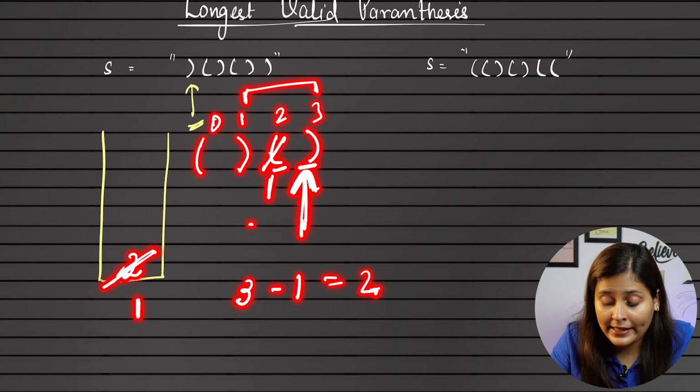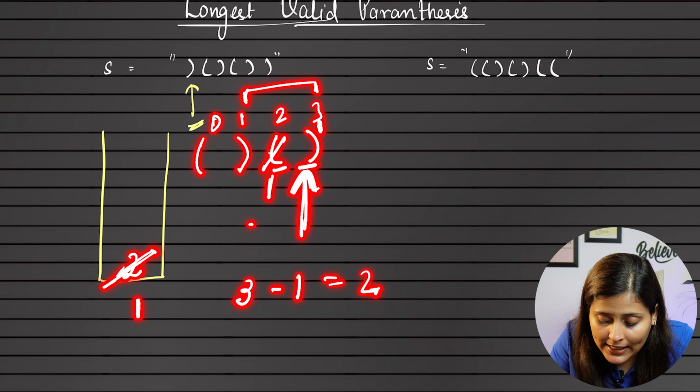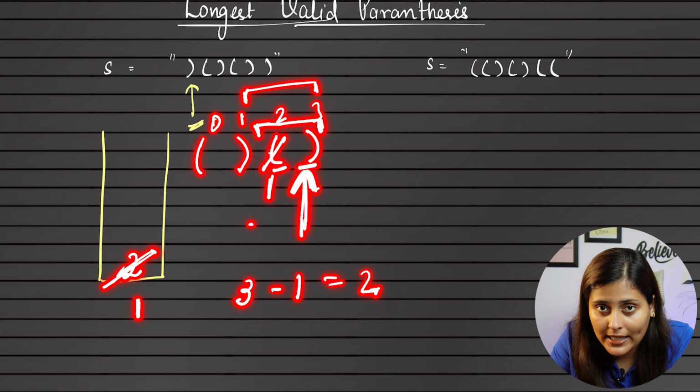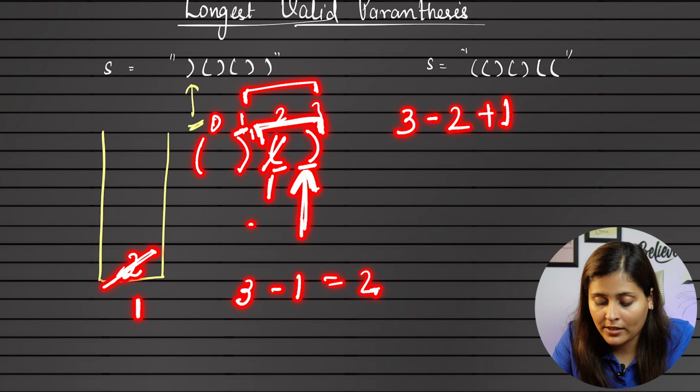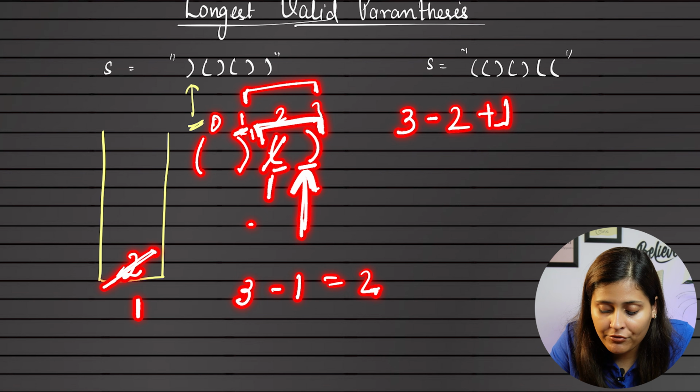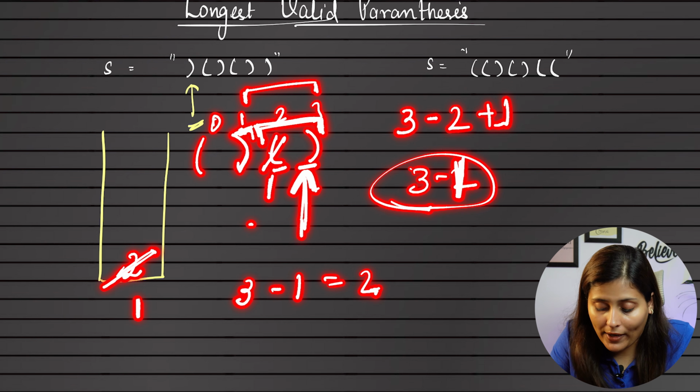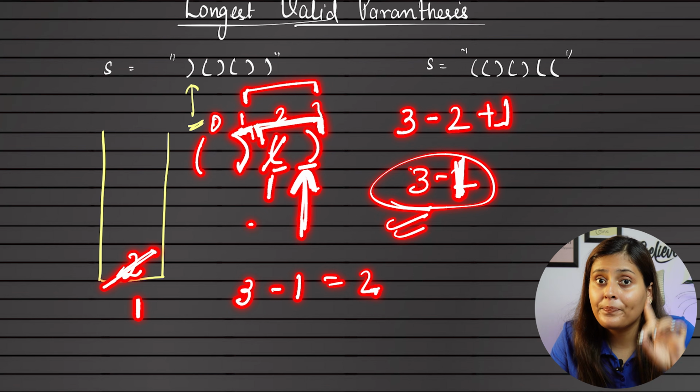And to calculate the length, definitely we know that 3 and 2 index is valid, correct? But in the stack, we would have saved the previous index 1. So how will we calculate the length? If only 3 and 2 was there, we would have calculated 3 minus 2 plus 1. Right minus left plus 1 length. But as we know, in the stack we have 1. So we will do 3 minus 1. Correct? So this will also give me the length.